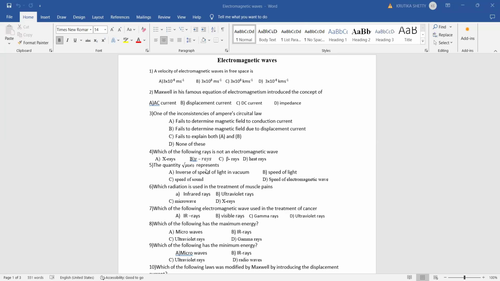The quantity mu naught epsilon naught represents the inverse of the speed of light in vacuum, speed of light, speed of sound, speed of electromagnetic. Yes. So if you remember in the properties of the electromagnetic waves, we have seen that the speed of light in the vacuum is given by 1 over the square root of mu naught epsilon naught. So here they are asking, the square root of mu naught epsilon naught is given by what? It is 1 divided by C. So then it is the inverse of the speed of light in vacuum, option A is the correct answer. Option A is the correct answer.